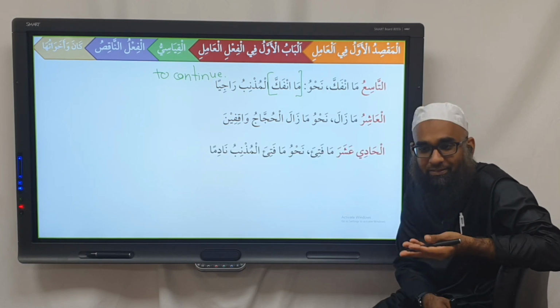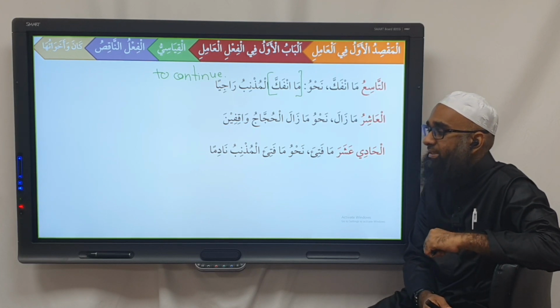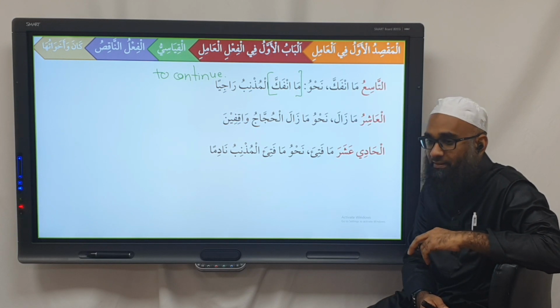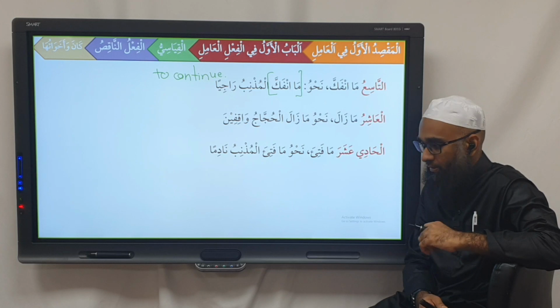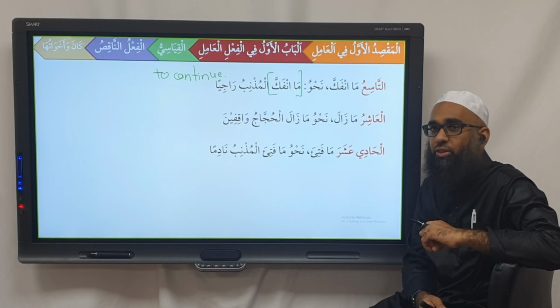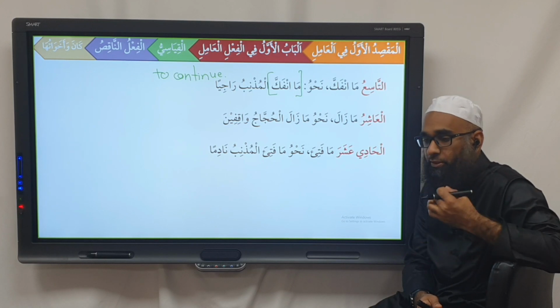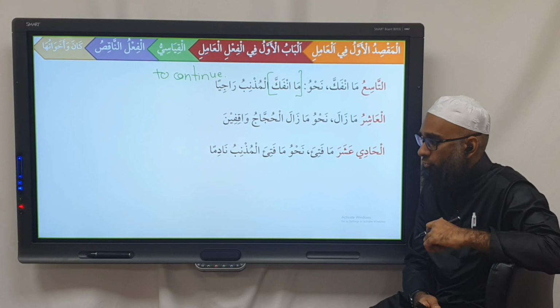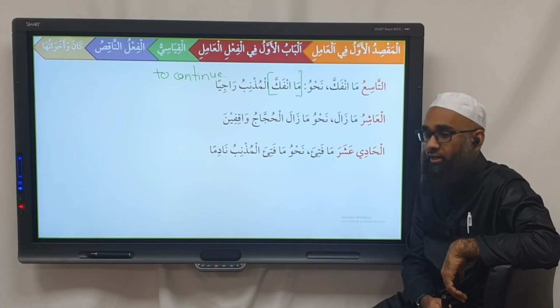Ma fati'a means to remain. Ma fati'a al-mudhnibu nadiman. What does nadim mean? Nadama? Nadima yandamu nadamatan. Remorseful, regretful. So ma fati'a al-mudhnibu nadiman. What does that mean? The sinful person remained remorseful or regretful.